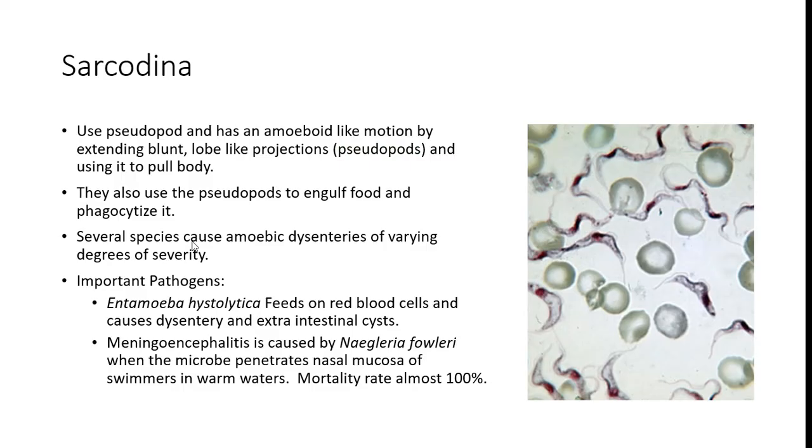Now, Sarcodina are very infamous for causing dysentery, and it can be various severities. So, for instance, there's Entamoeba histolytica, which will come into the human body, and it feeds on red blood cells, causing dysentery and internal cysts. Then you have meningitis and encephalitis, which can be caused by Naegleria fowleri, and that one is one that you hear about sometimes in the news because it comes from people swimming in warm waters.